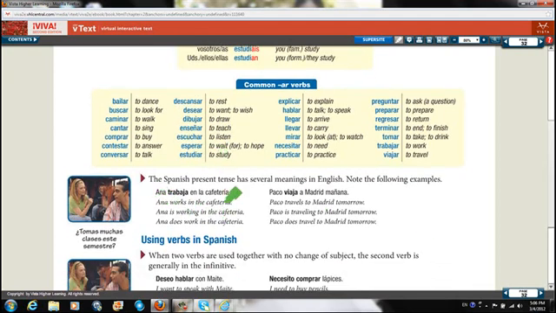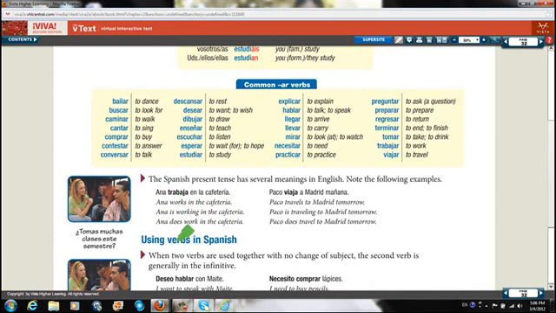The Spanish present tense has several meanings in English. For example, Ana trabaja. Now we haven't had that one. It's going to be over here in our next module. She works. Ana trabaja en la cafetería. So it means Ana works in the cafeteria, she's working, or also does work, as we use in English. So just that one word means all three things in English.